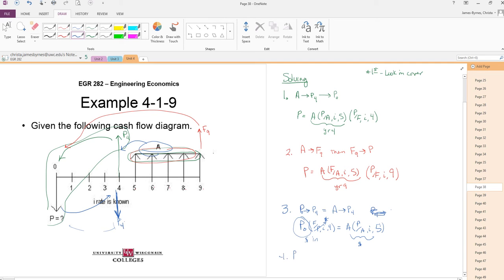You could say P0 to P9 is equal to A taken to P9. So I would go P0 at year 0 is find an F given a P, I 9. Now I'm in year 9, and that is equal to A, find an F given an A, I 5. So here I'm at year 4, here I'm at year 9, here I'm at year 0, and here I'm at year 0.